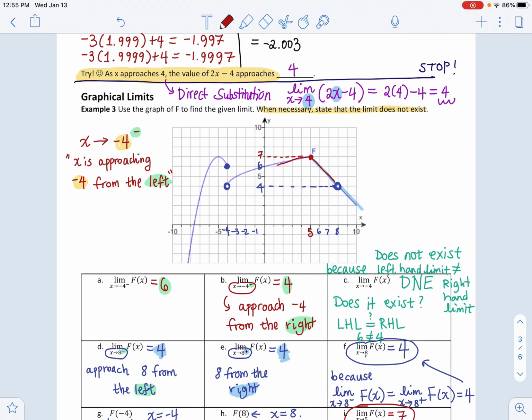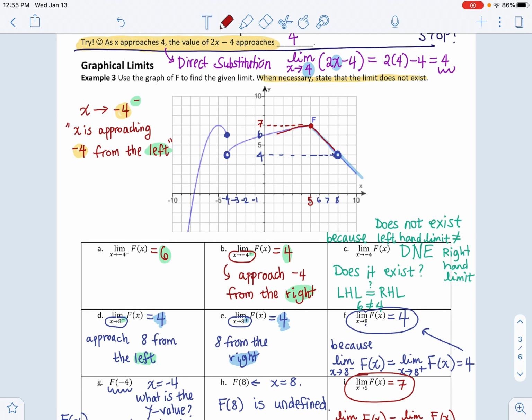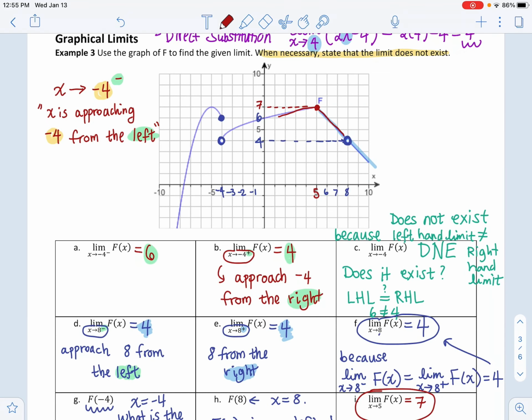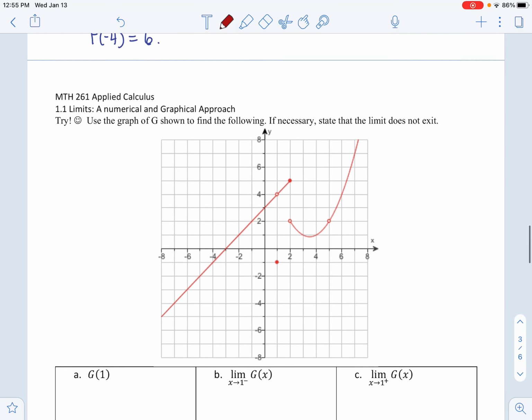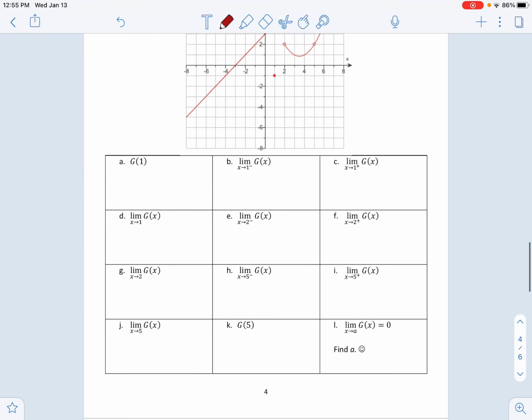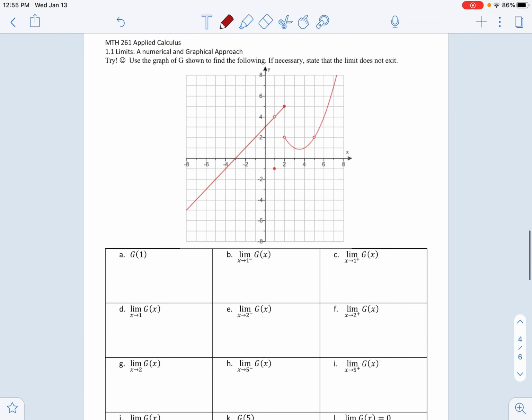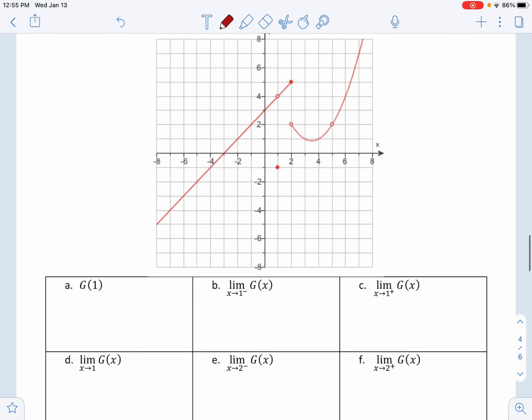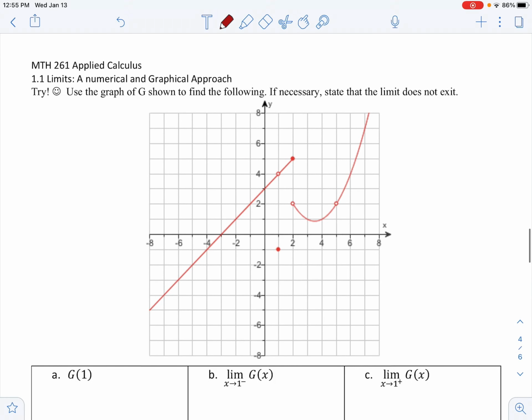Example 3. What I want you to do is stop the video and try these problems, A, B, C, D. Wow, this is kind of long. So I want you to try page 4 on your own. And what I will do is start another video and then record the answers.